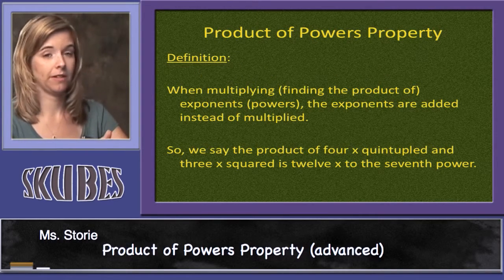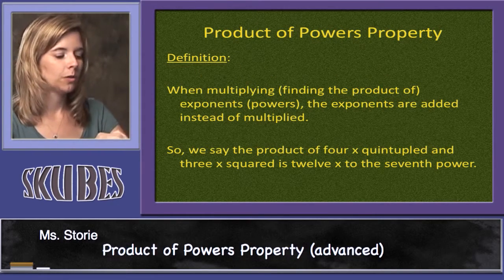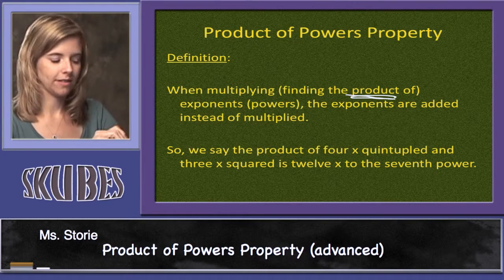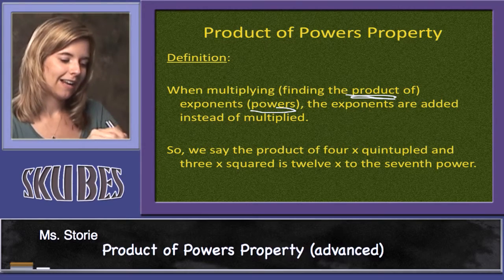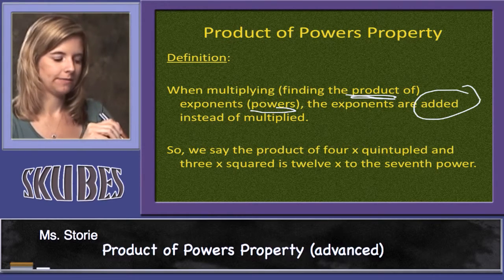First thing we need to do is talk about the definition. What does all that mean? When we're multiplying, that's the product. Exponents, those are the powers. The exponents are added together instead of multiplied.